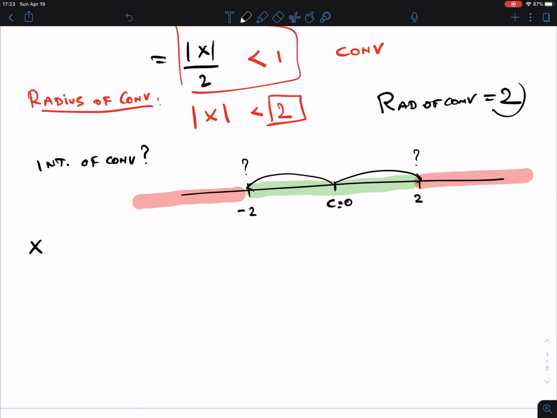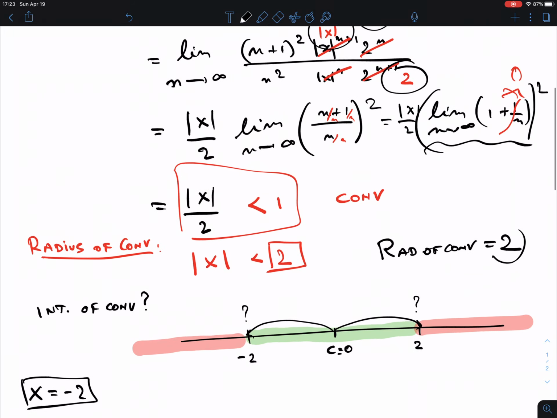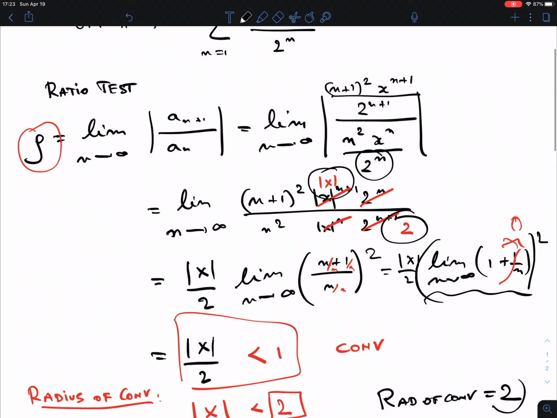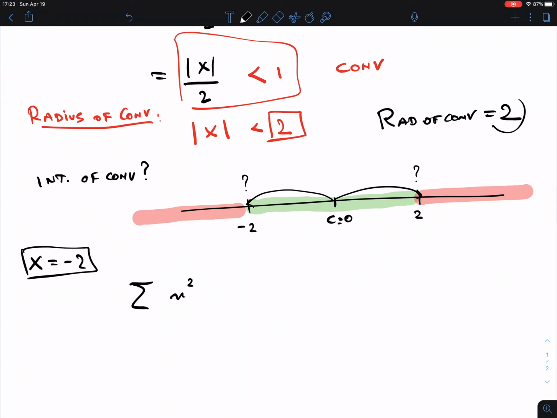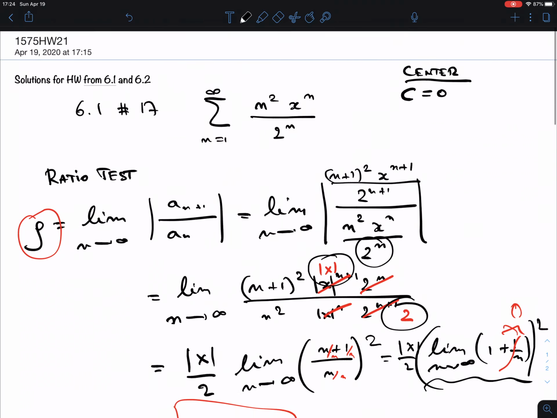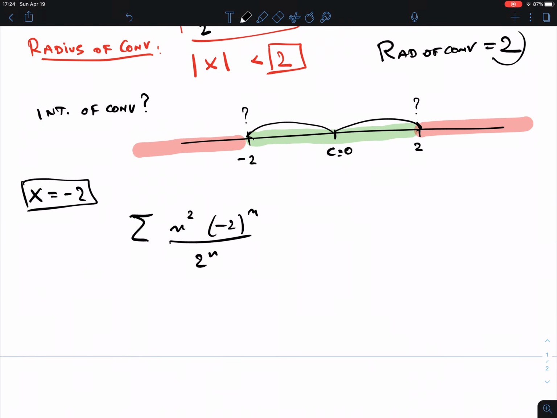Well, we look at the series where we replace x by these two endpoints, the values of these endpoints. So my series here was the summation of n squared, x to the power n, over 2 to the power n. The x now is -2. And it's always very good to separate your sign from everything else. Because we have a power of -2 to the n, we can split that as (-1) to the power n and 2 to the power n. And in the bottom we have 2 to the n.